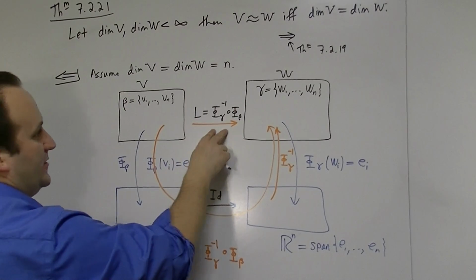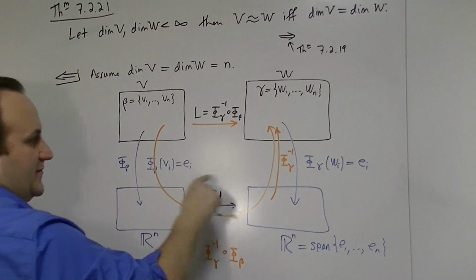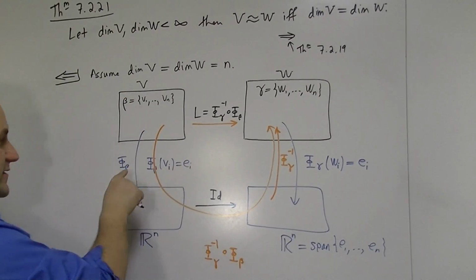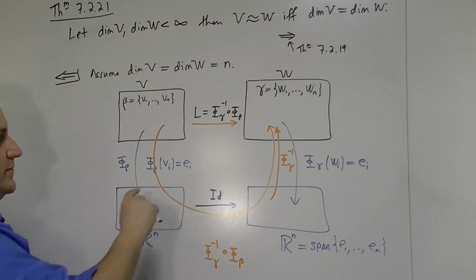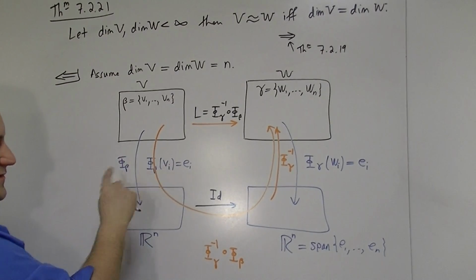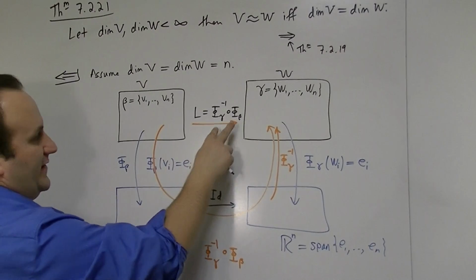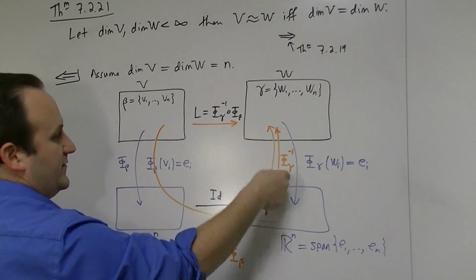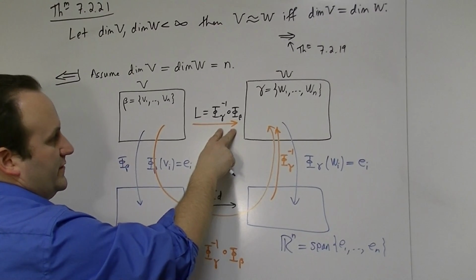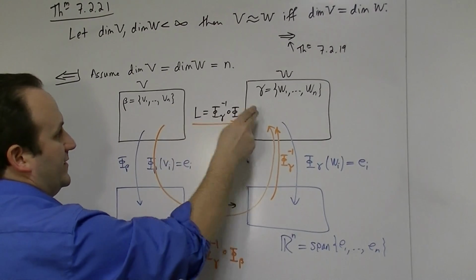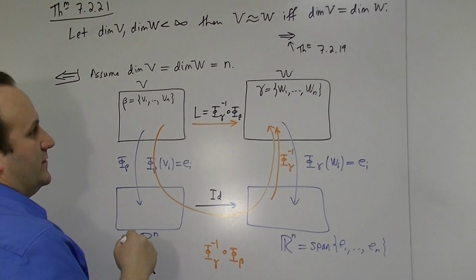This is a linear map because it's a composition. By the way, the coordinate maps, and we'll prove this in gory detail in the next section, are themselves isomorphisms, okay? So because phi gamma and phi beta are isomorphisms, it follows that the inverse is also an isomorphism, and that their composition is again an isomorphism. So L is an isomorphism from V to W, and I believe that's what we were trying to show.